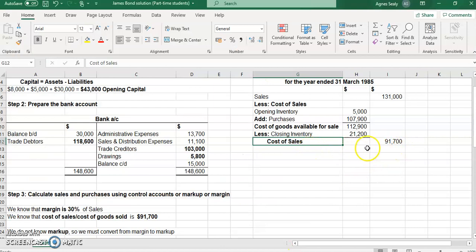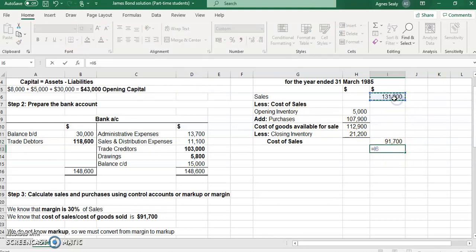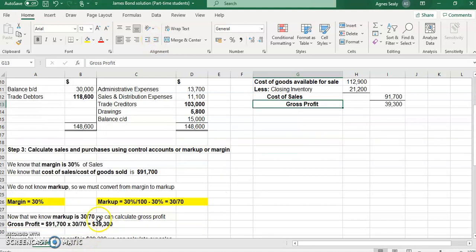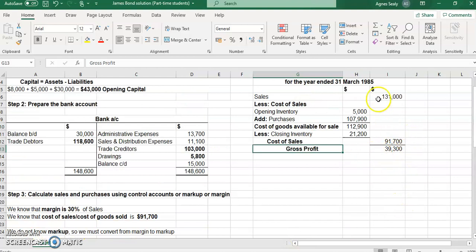Cost of sales. So what we're going to do now is subtract our cost of sales from our sales figure. So 131,000 minus cost of sales is going to give us our gross profit of $39,300, and we would have calculated that previously by using our markup. So you know that we're on the right path, that we calculated that our gross profit was $39,300, and when we come back here in our income statement, that's the same figure.